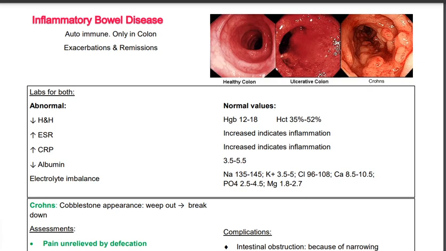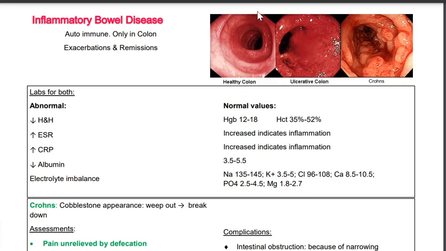All right, everybody. Inflammatory bowel disease. We're going to look at it. This is going to be really important. This is going to be very detailed. So I want you to really pay attention to what you're seeing on this particular one.